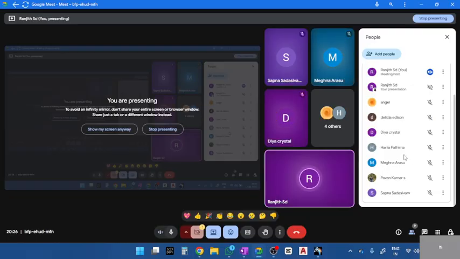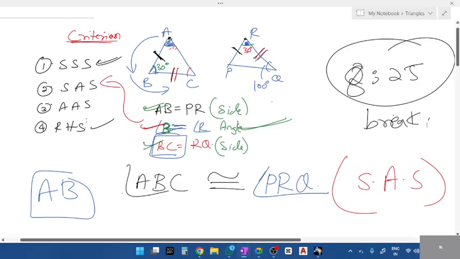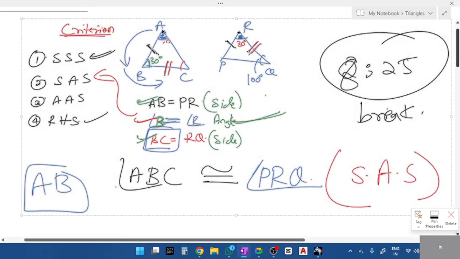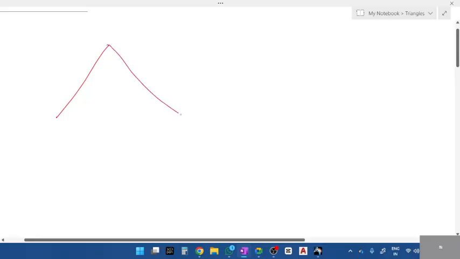Yes, students, shall we start the next one? All of you online? Okay, last concept. Angle, side is left. Last criteria, angle, side. Two triangles will be given, and you'll have to check the two triangles. I'll give the markings here.